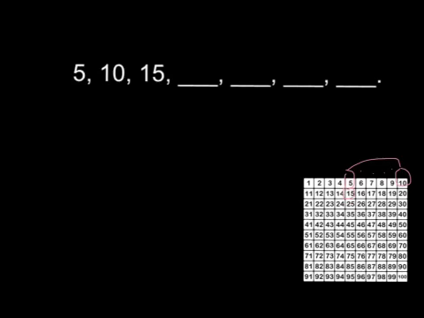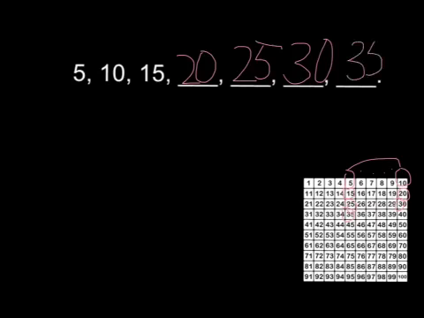So now to keep this going, I skip 4, 1, 2, 3, 4, and I land on 20. Skip 4 again, 1, 2, 3, 4, and I land on 25. Skip 4 again, 1, 2, 3, 4, and I land on 30. Skip 4 again, 1, 2, 3, 4, and I land on 35. So this is skip counting in fives.